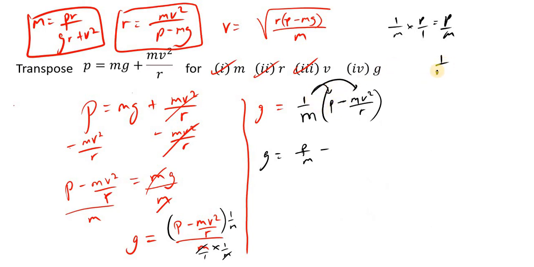So now 1 over m multiplies what? The negative mv squared over r. Now because we're multiplying, we're able to cancel out what? Denominator with numerator. And so we're left with negative v squared over r. So it's going to be what? It's going to be a negative. Well, let's have a negative here already. See what we're looking at here, right? So we have minus v squared over r.